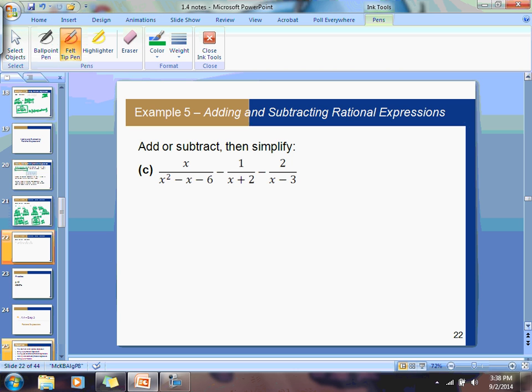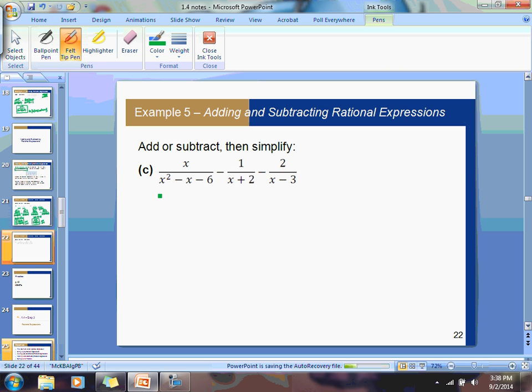Okay, last one. This one's pretty tough because we have 3 terms, but it's the same steps. We're going to see if our denominators can be factored at all. Then we're going to find our new denominator that incorporates all the pieces. And then we're going to adjust our numerators.